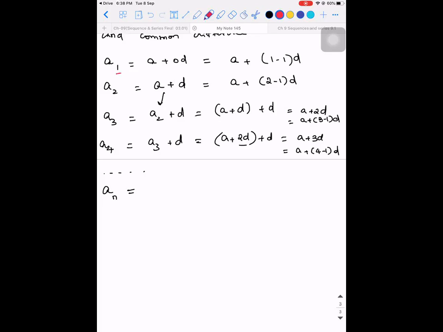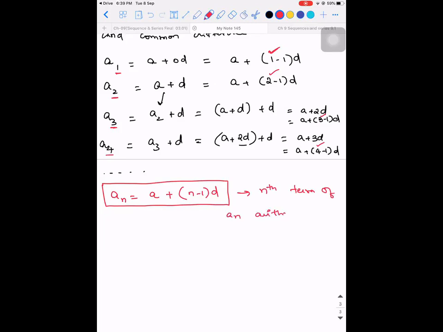So when the number here is 1, the first term has 1. If it is 2, it is 2 here. If it is 3, it is 3 here. If it is 4, it is 4 here. Then what will be the nth term? A plus n minus 1 into D. You would have learned this last year. So the nth term in the arithmetic progression is given as A plus n minus 1 into D. I hope you understood the logic. This is called the nth term of an arithmetic progression. Is it clear? Make a note of it.